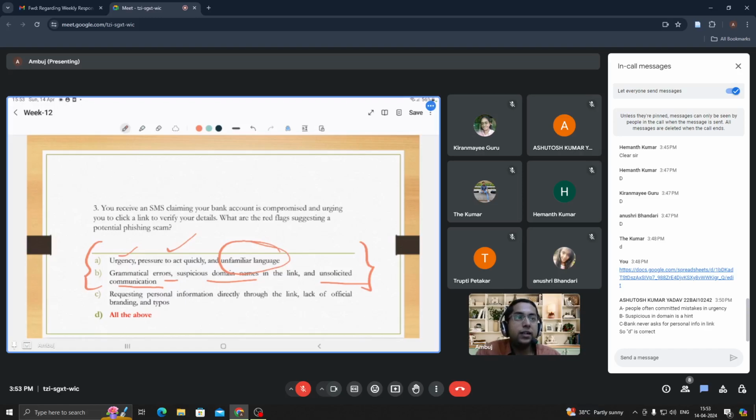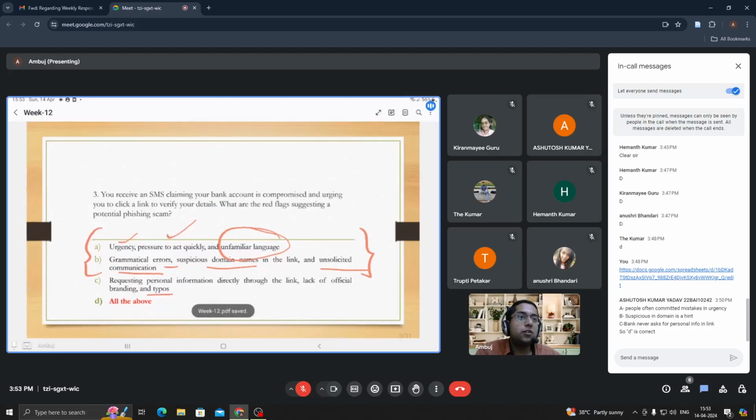And typos, yeah, definitely. Ashutosh has highlighted an important thing, that people often commit mistakes in urgency. So there would be typos, because he has framed this particular message in 2 minutes only. That is why it would have some typos. Great.